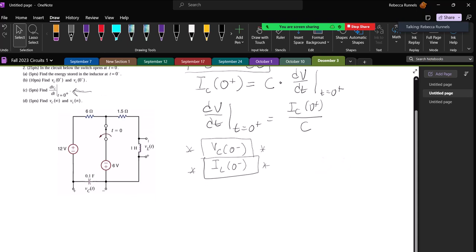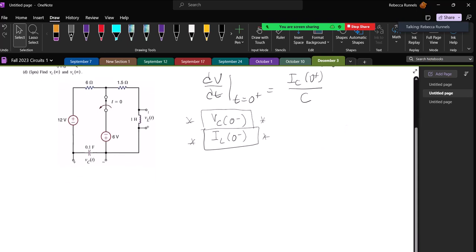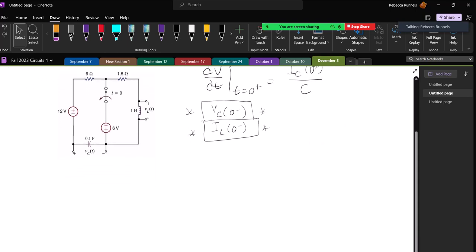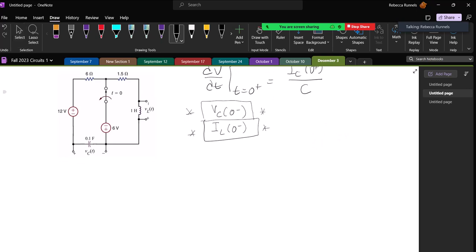So when we get to that part, we'll have that. With all of these problems, we have to see what the circuit looks like at 0 minus. At 0 minus, capacitors are open circuits, inductors are short circuits. So we're going to redraw this with our capacitor as an open circuit and our inductor as a short circuit.